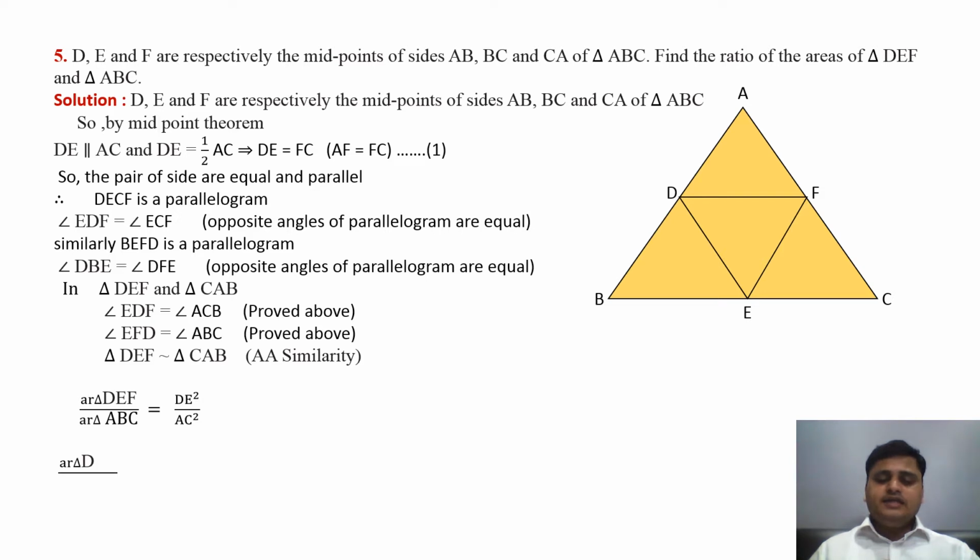Okay, and DE square by AC square, we will use the theorem of similarity, and DE is given how much? Half of AC. So half of AC, and here AC square will be as it is, so half will become 1 by 4. AC square will be cancelled. So what we are getting? Area of triangle DEF upon area of triangle ABC is 1 by 4.